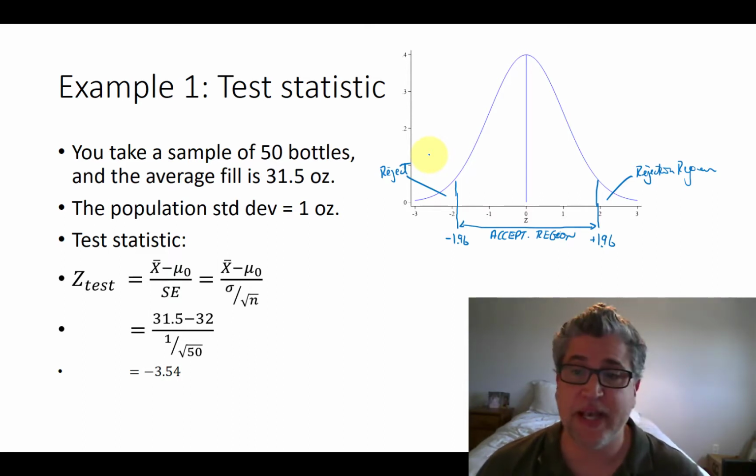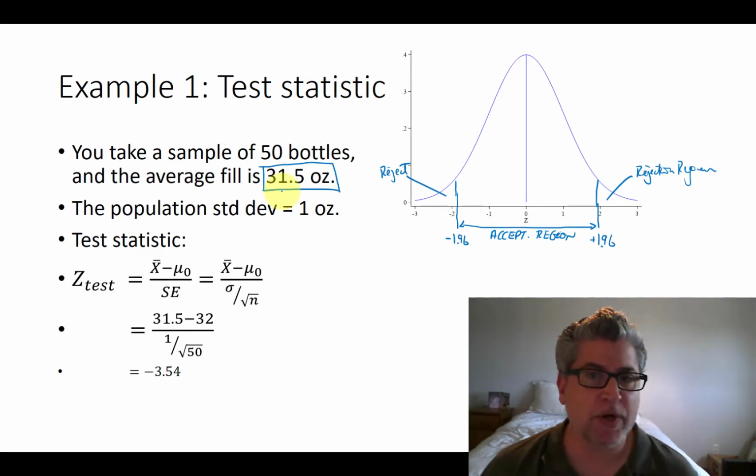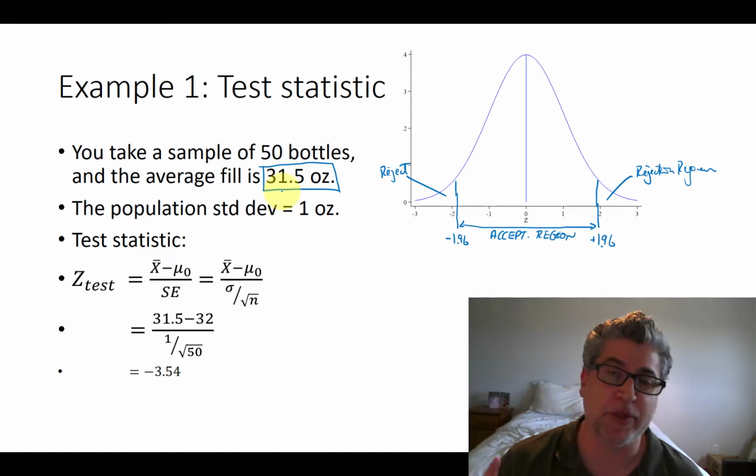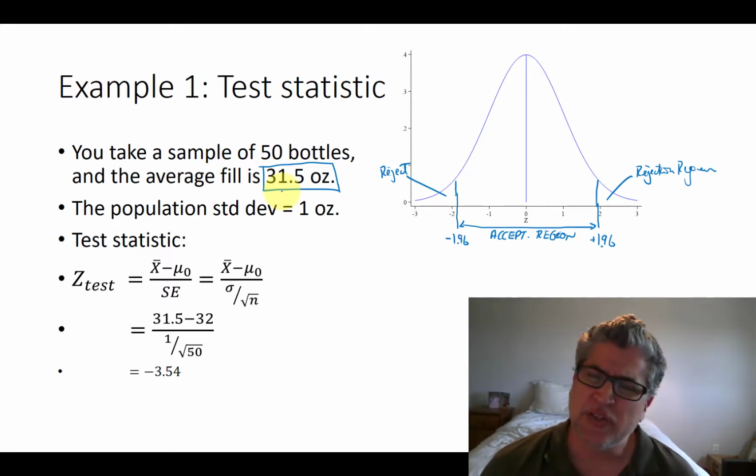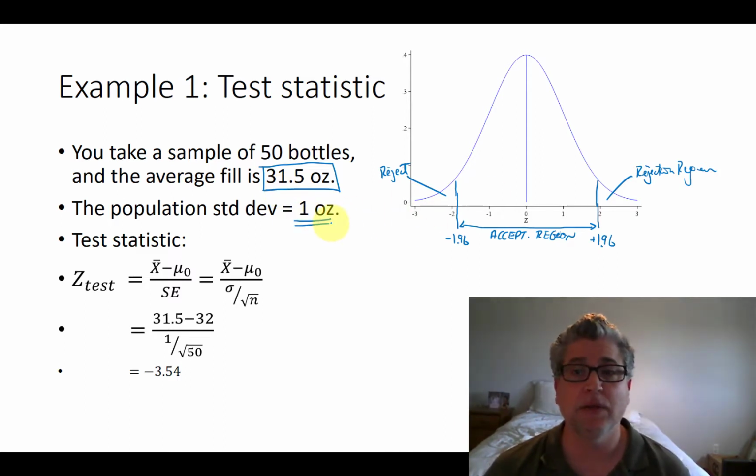Now what happens? Now we take a sample of 50 bottles, and let's say that the average was 31.5 ounces. Now we know everything is going to be working properly if we are filling up to 32 ounces. So I guess the big question is, is 31.5 far enough from the average to indicate that something is wrong? Well, I guess part of that really depends on how much variation you would expect if things are going perfectly well.